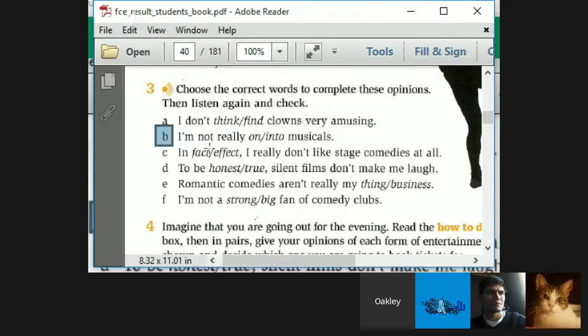Carolina, B. I am not really into musicals. That's it. You're really into something, or I'm not into something, negatively. Obviously, are you into musicals, Carolina? Yes, I love musicals.